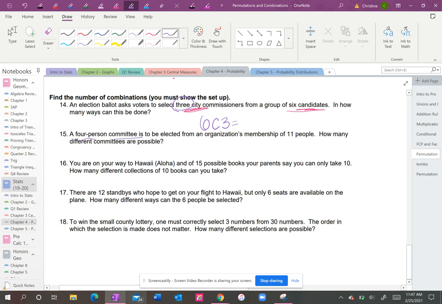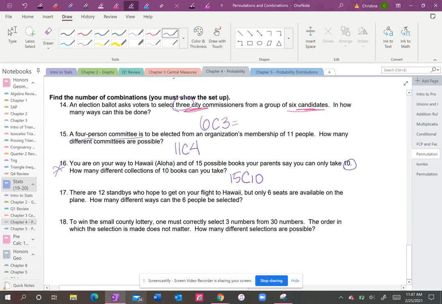A 4-person committee. No one's getting assigned roles. So you have 11, choose 4. Obviously, this is a very realistic situation. You're going to Hawaii and you're going to take only 10 books. Your parents say you can only take 10 books with you, even though you have a collection of 15 books. So you would obviously sit down with your calculator and figure out how many different ways you could have 15 books and choose only 10 of them to bring on this tropical vacation.